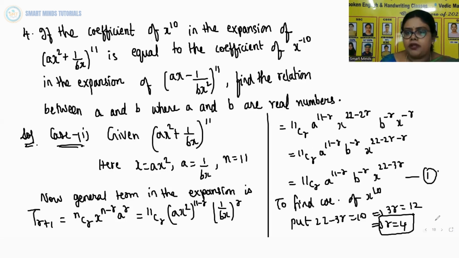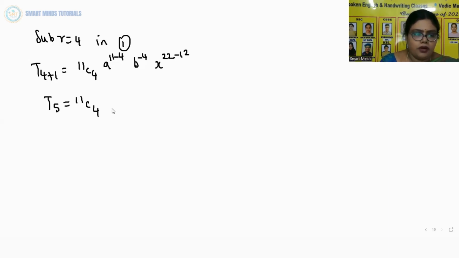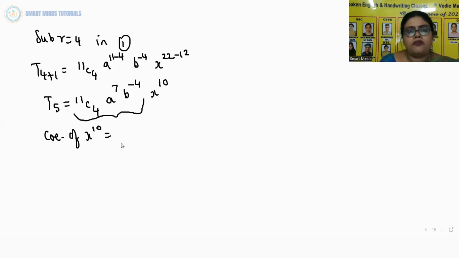Now substituting r is equal to 4 in equation number 1, we get T4 plus 1 equals 11C4 a power 11 minus 4 b power minus 4 x power 22 minus 12. So T5 is 11C4 a power 7 b power minus 4 x power 10. So what is the coefficient of x power 10 you got? This is the coefficient of x power 10: 11C4 a power 7 b power minus 4. This is case 1.